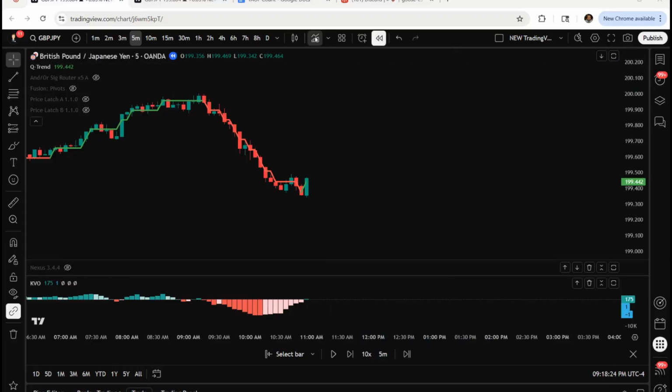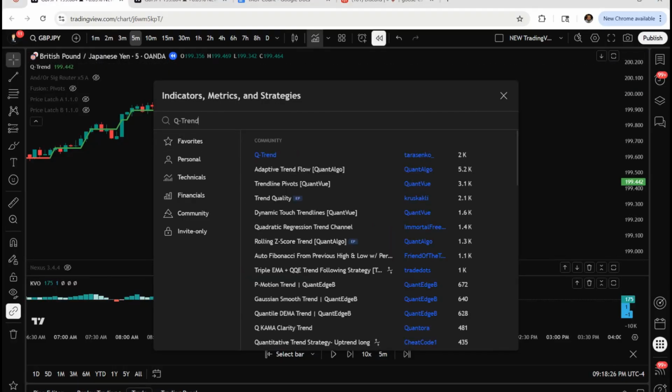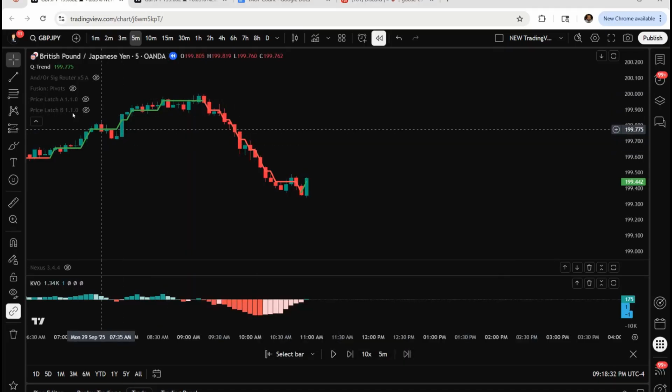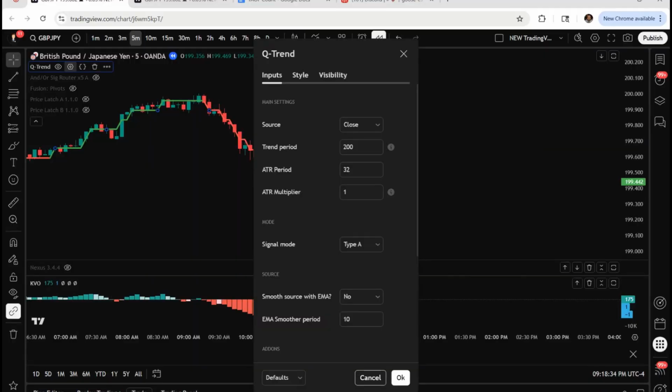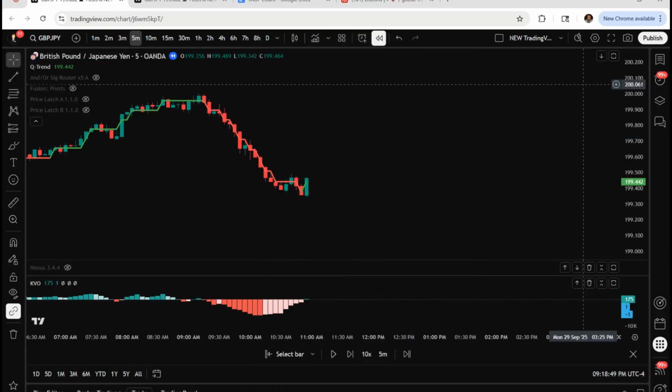The first indicator we will add to the screen is going to be the Q trend indicator. It's going to be this one right here. Go ahead and click on that and add it to the screen. And just jump into the settings and double check that they are set up like this here. So we have trend period at 200, ATR at 32, ATR multiplier is 1, and signal mode is on A. Everything else stays on the default settings.